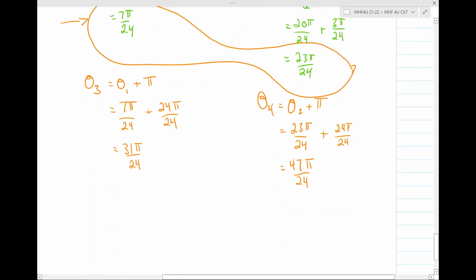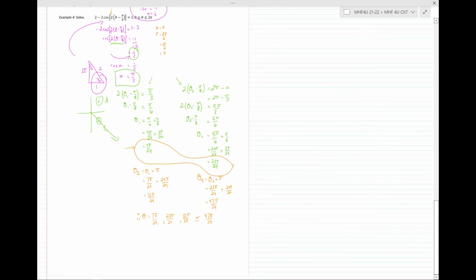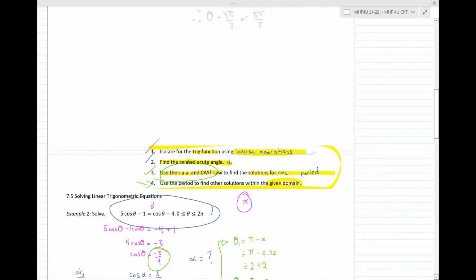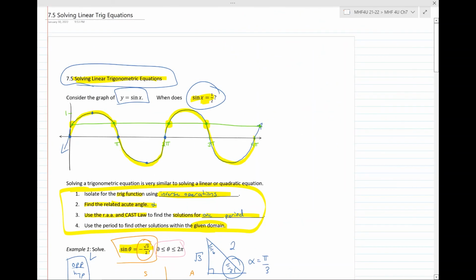So all of our solutions all put together: therefore, theta is equal to 7 pi over 24, or 23 pi over 24, or 31 pi over 24, or 47 pi over 24. Now, if you were able to follow this, great. If not, send me an email. But either way, you should be ready to handle the practice problems from section 7.5.